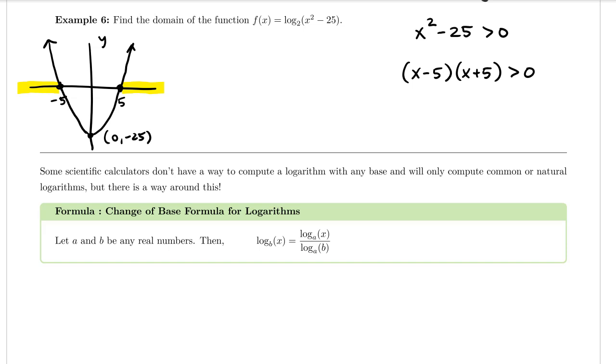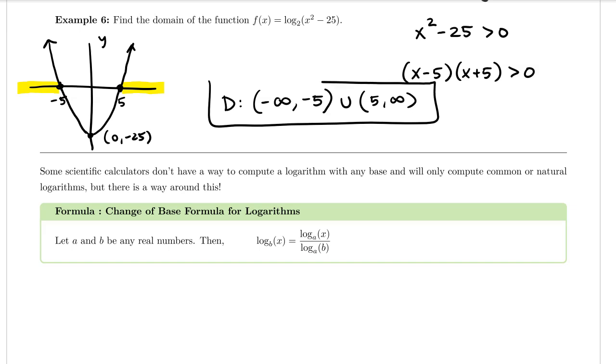So finally we can put all of this information together to tell us that the domain of this function is going to be from negative infinity to negative 5, and then we have to make sure that we're not including negative 5, union, and then parentheses 5, infinity parentheses. So here is our final answer for our domain, so that we end up with a positive number inside of the parentheses of our logarithm.